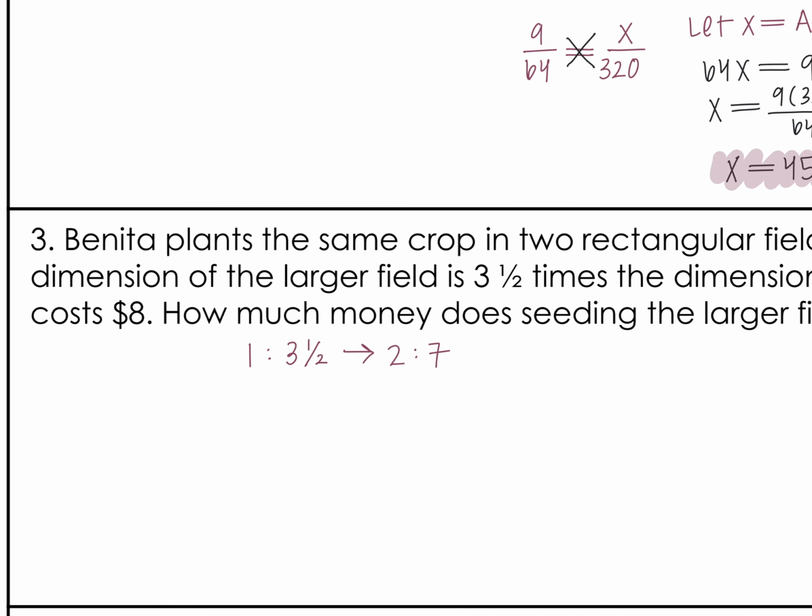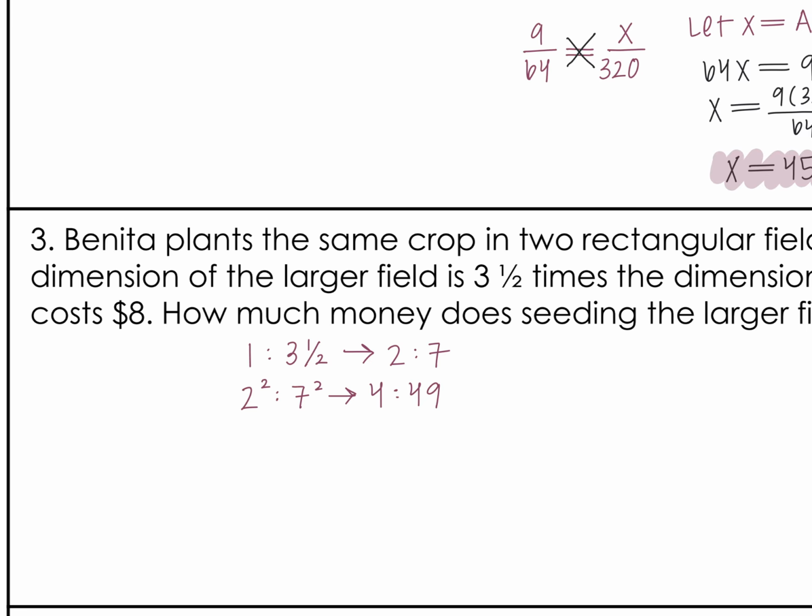Now, keep in mind, if you don't know what seeding is, that's you planting those seeds on the inside of the field, which is considered area. So since seeding is dealing with the area, I want my area ratio. So I need to take that 2:7 ratio that I found and square it so that I can find my area ratio. So I'm going to deal with 4:49 as the area ratio.